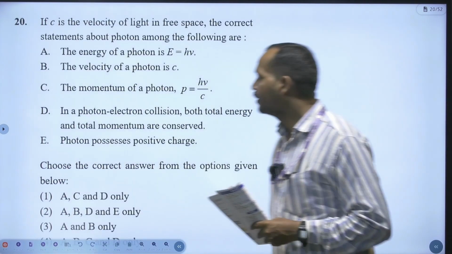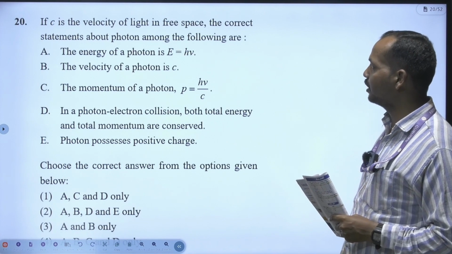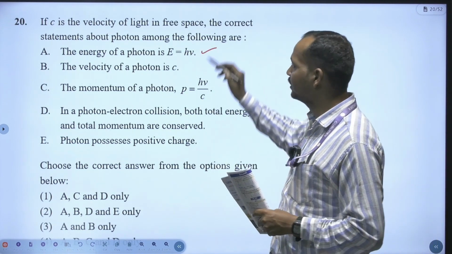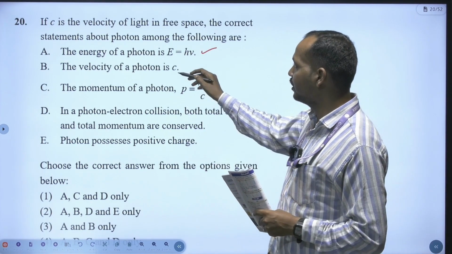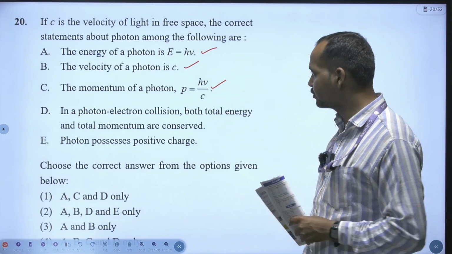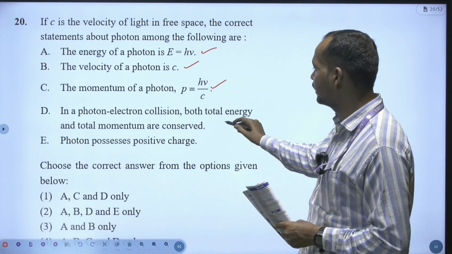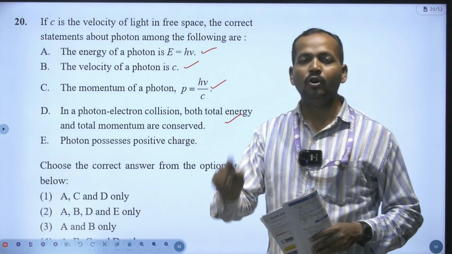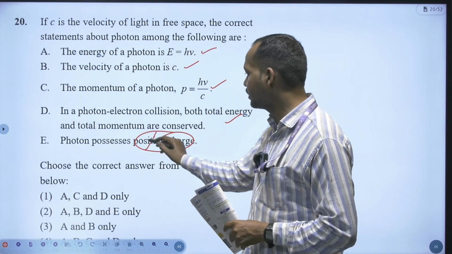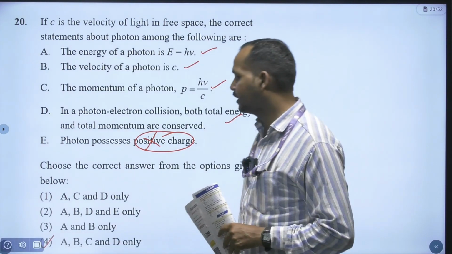Next, question number 20. If c is the velocity of light in free space, the correct statement about the photon among the following. This is the properties of photon, right? So its energy is h nu, correct? E equal to h nu is also correct. The velocity of photon is c, that is also correct. Then momentum of photon is h nu by c, that is also correct. In a photon electron collision, both total energy and total momentum are conserved, this is also correct. And photon possesses positive charge? No, photons are electrically neutral, hence they do not possess any positive charge. This is the wrong statement. Hence only A, B, C, D answer correct.